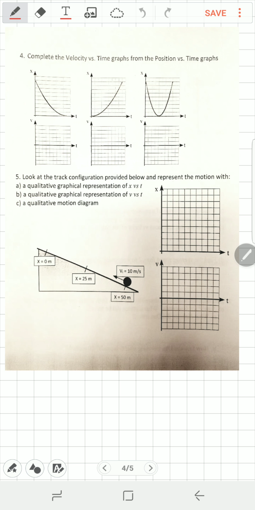Complete the velocity versus time graphs from the position versus time graph. So here's our position or distance, and we need to incorporate them into our velocity versus time graph. And again, what I tell my students is, you need to look, is it first direction, and that is terrible handwriting, so let me magnify that.